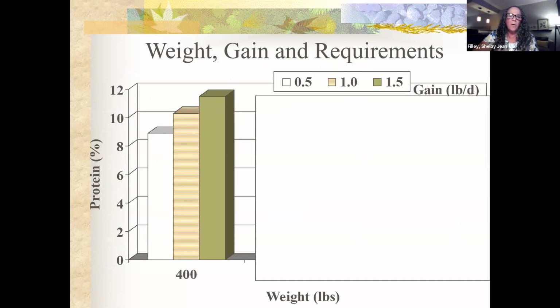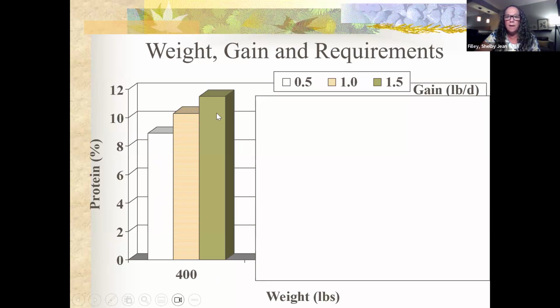Now this graph shows the weight and the gain and requirements of some animals. So here we have a 400-pound weaned calf and its protein requirement. And if we want it to gain half a pound, the white bar, it needs almost 9% protein. If we want that calf to gain a pound a day, then we're going to have to make sure that it has over 10% protein.